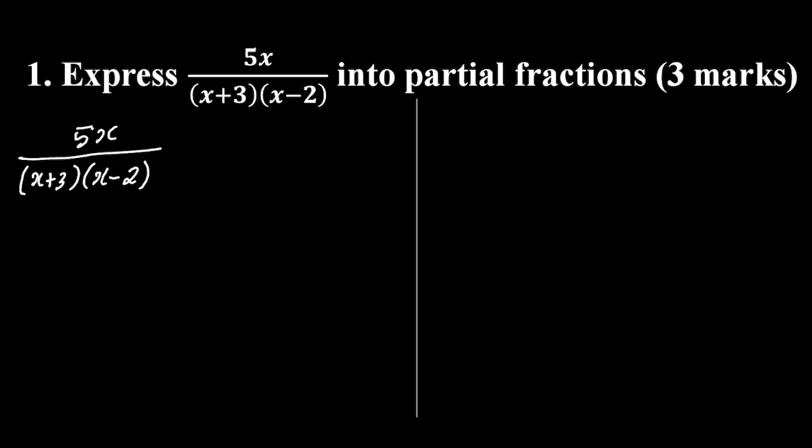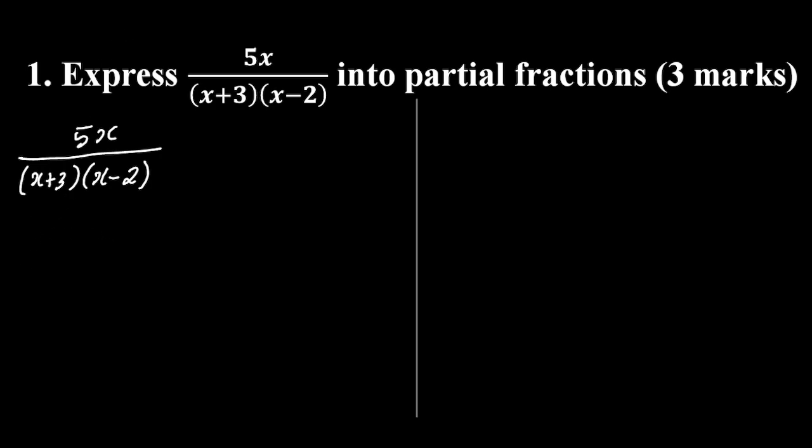First of all, we verify if it's a proper or an improper fraction. The highest degree in the numerator is 1 because this is a linear function, and the highest degree in the denominator is actually 2 because you expand these factors. If we expand this function, we're going to have x squared minus 2x plus 3x minus 6. So the highest power there is 2. Therefore, we have 1 in the numerator and 2 in the denominator. Since 1 is less than 2, this is a proper fraction.